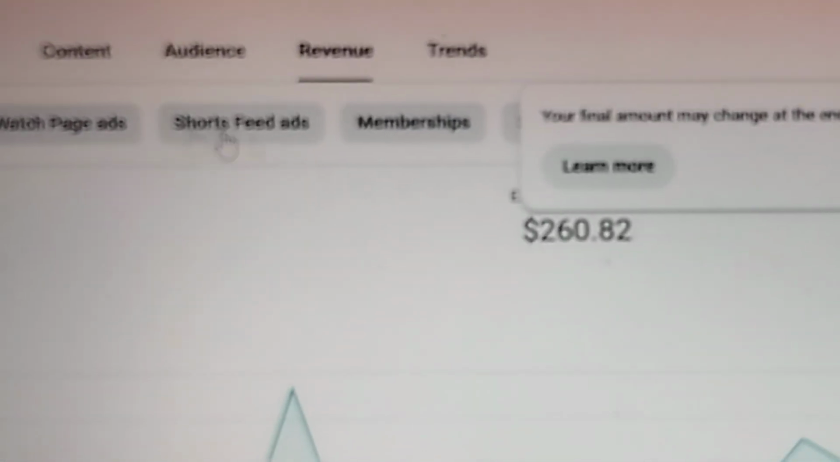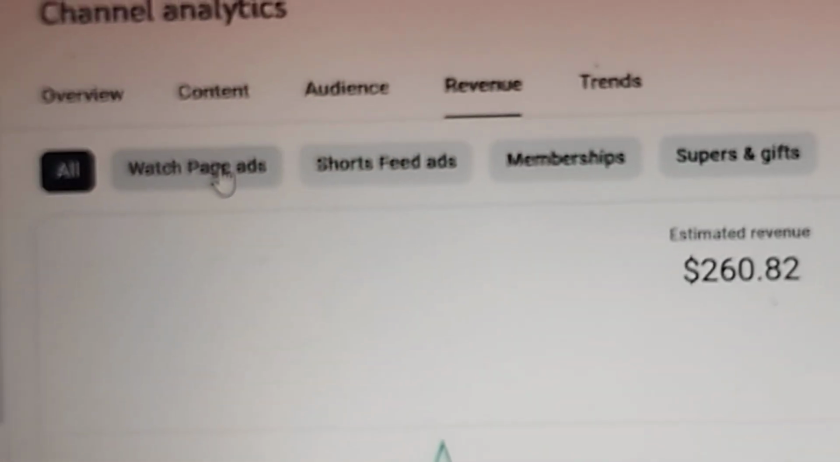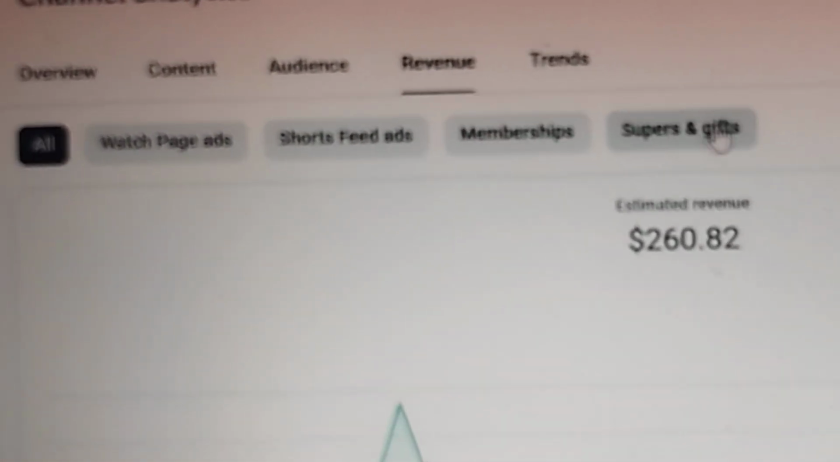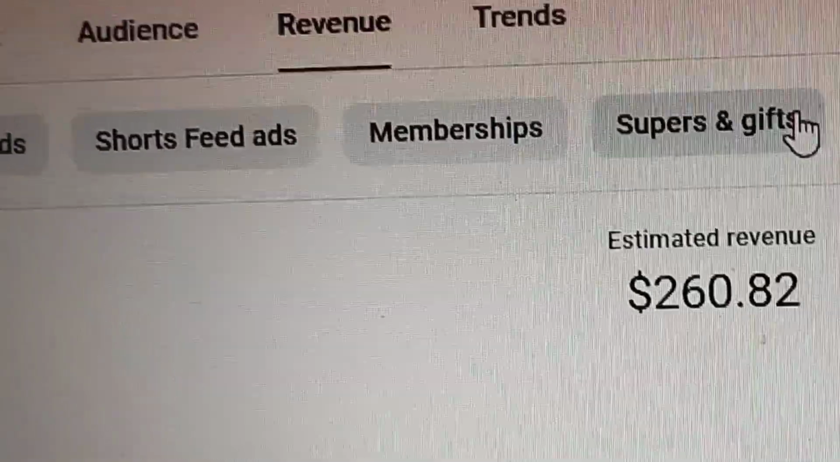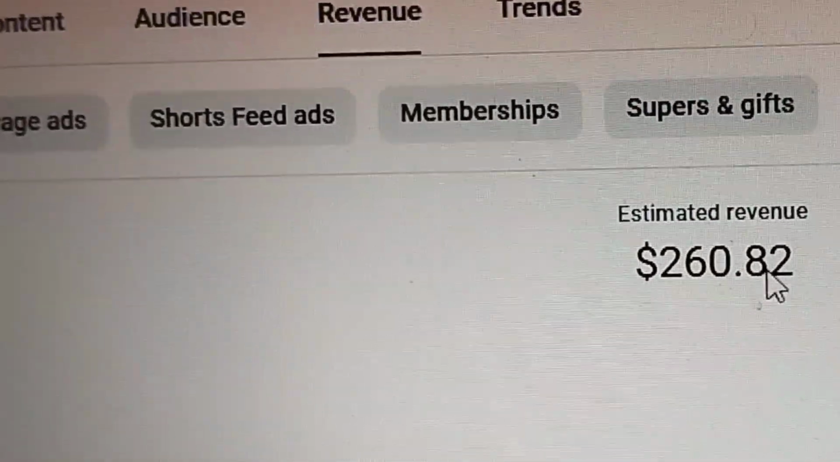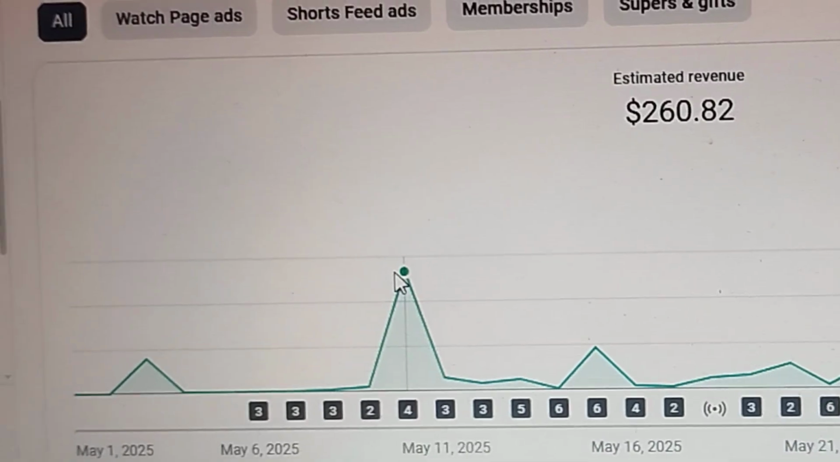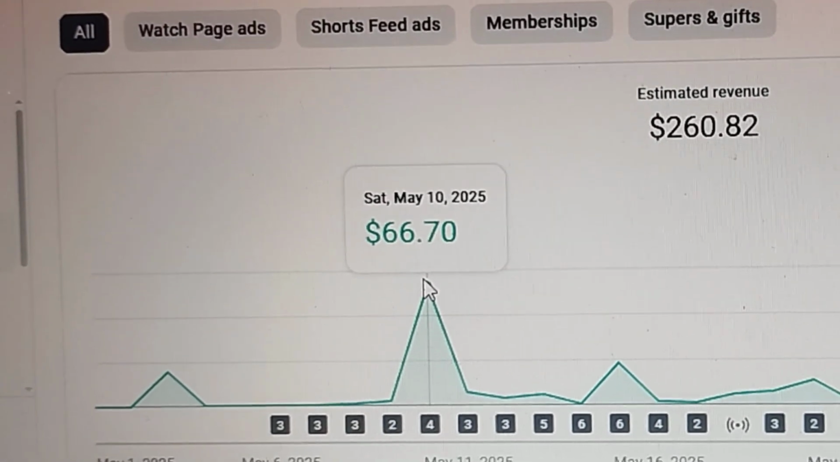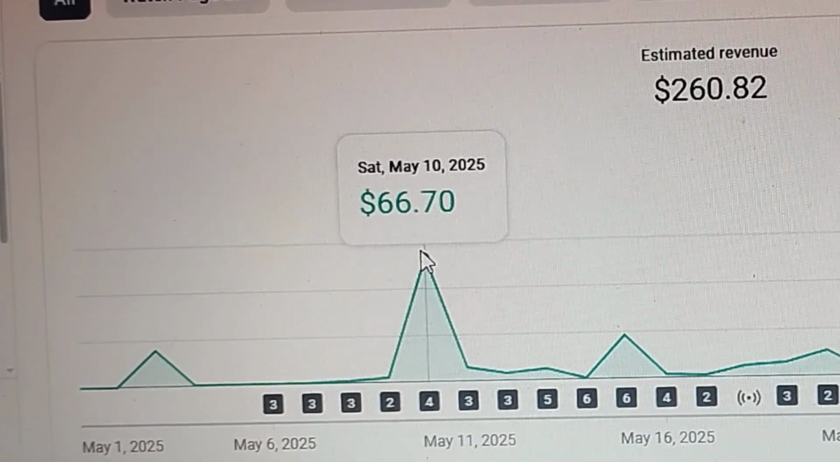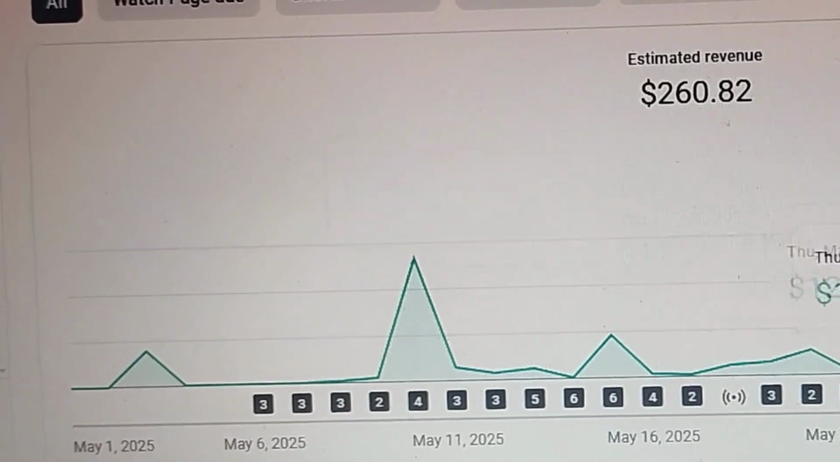This is summing all of the watch page ads, shorts, memberships, supers. It is summing all of them, and I made $260.82. My best day was May 10th. I made $66 on May 10th. That was my best day.